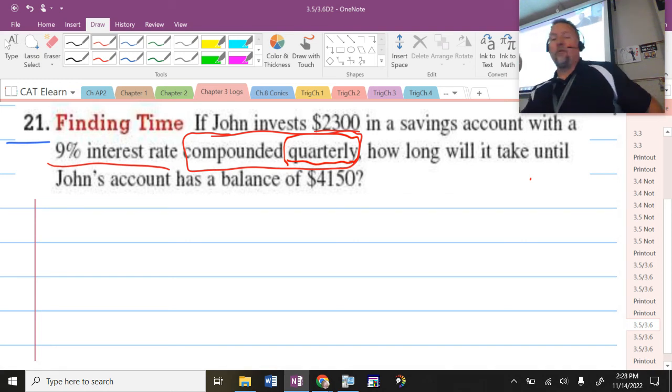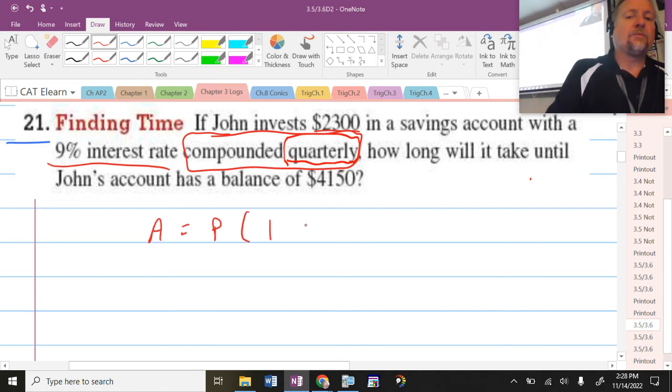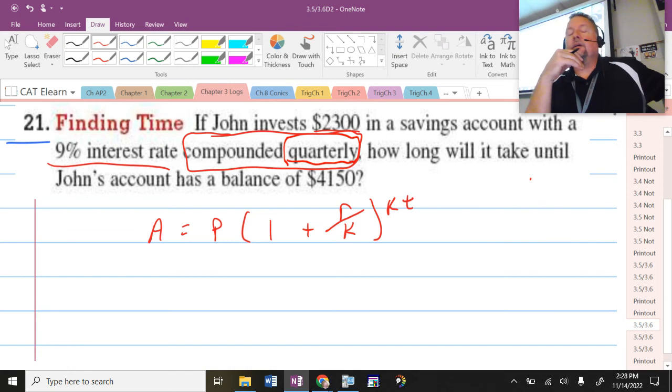So this tells me what formula I'm dealing with right away. This is your job. Oh, it's this one. A equals P times 1 plus, it's the one with the K's in it, kt. Okay, how long will it take for it to turn into 4150?